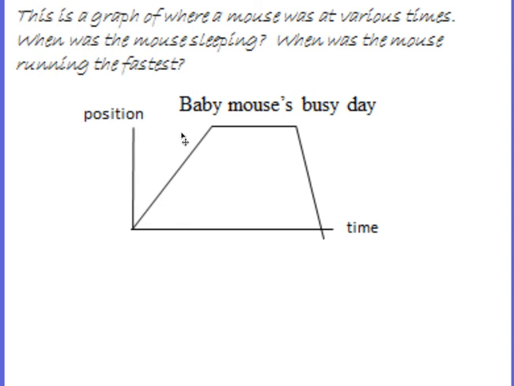Your hook for today deals with the reading of this position versus time graph, and you're finding meaning in it. This is an indication of positions for Baby Mouse's busy day. I would expect you to be able to mark with an S where Baby Mouse was taking a nap, and also to mark with an F where Baby Mouse was running from a cat.